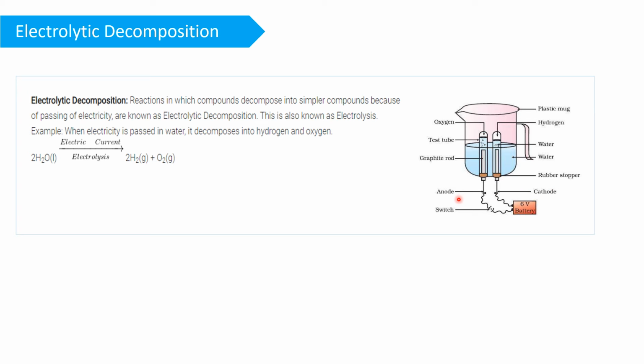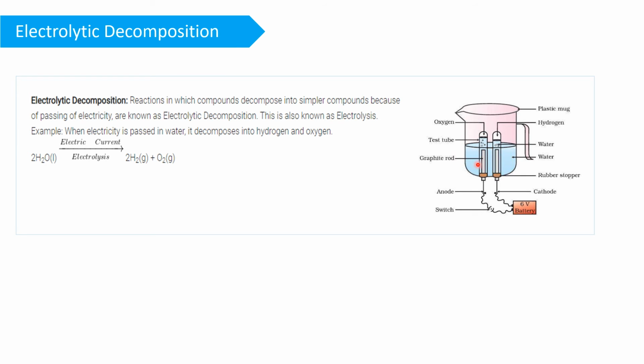Don't confuse it with anion and cation. Anion means it tends to gain electrons, so it will be minus, whereas cation tends to lose electrons, so it will become plus. Please don't confuse anion and cation. So here anode means positive charge, cathode means negative charge.